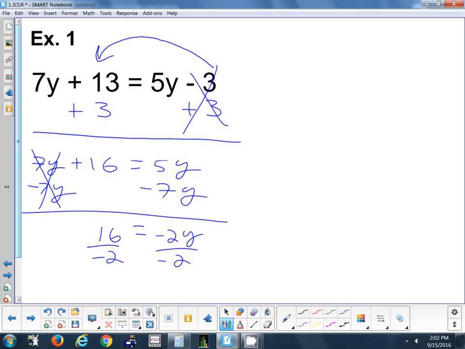And how about Brett? What's negative 2 divided by negative 2? What happens there? Yep, the numbers and the negatives cancel, and you're left with y on the right. And Emma, what's 16 divided by negative 2? Careful, I like the number, but what's a positive divided by a negative? Negative, so negative 8. And that's our answer, negative 8.